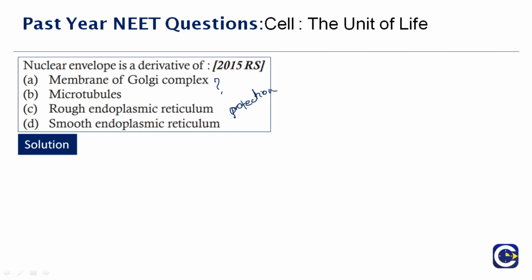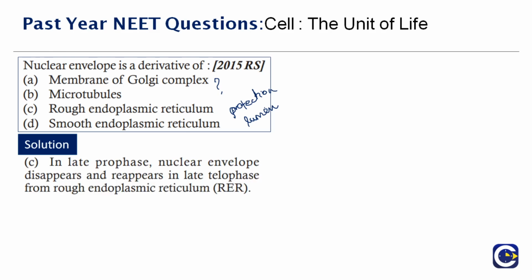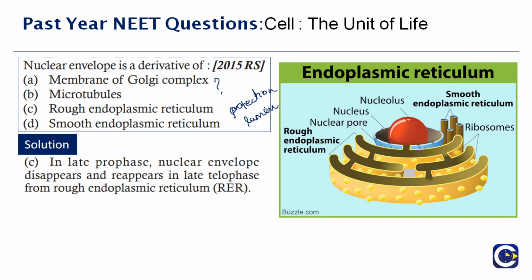Now, between these two layers, there is a lumen which connects to the endoplasmic reticulum. It is formed during the telophase by fusion of vesicles, into which the nuclear envelope develops during the prophase. So the nuclear envelope is a derivative of rough endoplasmic reticulum. As we all know, the endoplasmic reticulum can be classified as rough and smooth. This diagram clearly shows rough and smooth, with the nucleolus, nucleus, nuclear pore, ribosome and all that. In the late prophase, the nuclear envelope disappears and it reappears in the late telophase from the endoplasmic reticulum. They are asking which is the derivative of the nuclear envelope. Therefore, the correct answer is option C, rough endoplasmic reticulum.